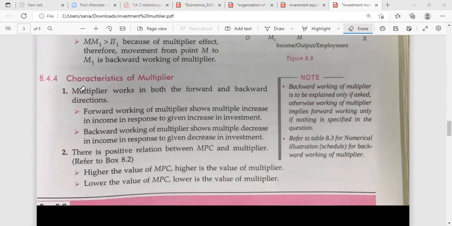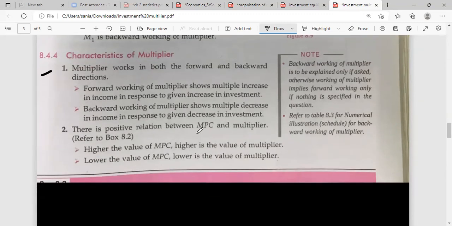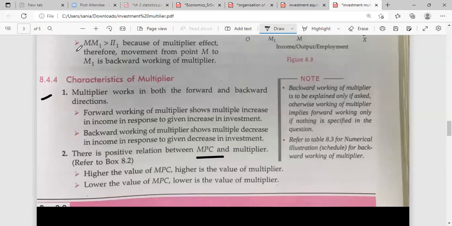Now, these are the characteristics of multiplier. First, the multiplier works in both the forward and backward direction. This is the first characteristic, you already know, forward and backward. Second, there is a positive relationship between MPC and the multiplier. The higher the MPC, the higher your multiplier, and the lower the MPC, the lower your multiplier. So write these two characteristics, then we'll do the three answers.